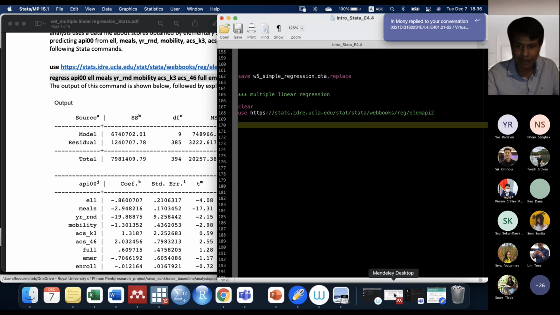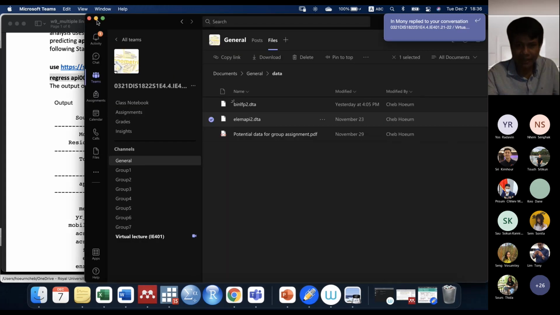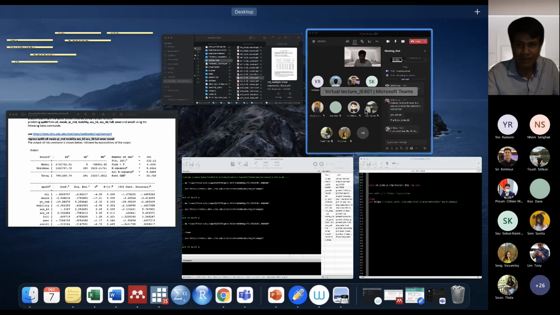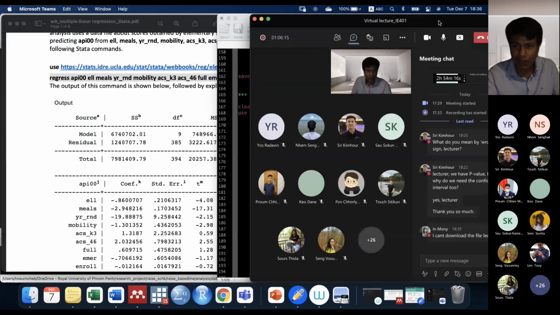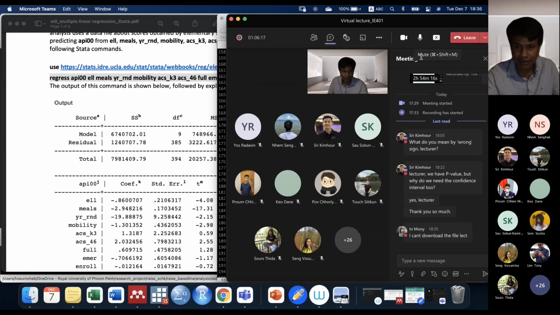I have a message. I'm happy to see that. Wait a minute, what is that? I cannot download the file. You mean you cannot extract the data from the web, like what I did, or you cannot download the data from the folder I uploaded, Muni?